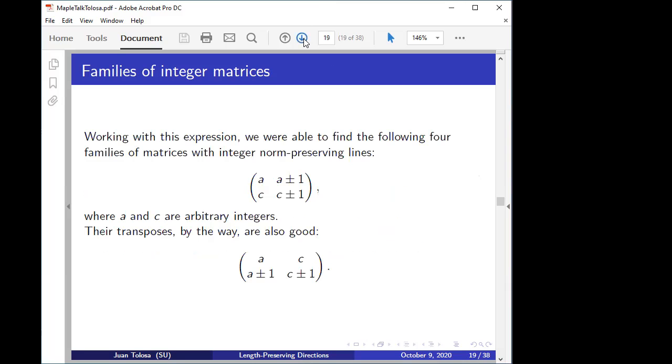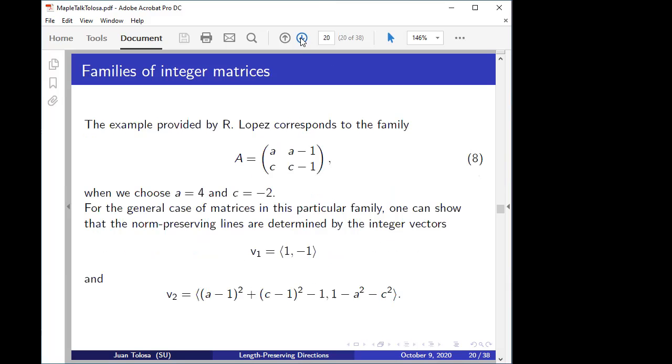that there are 4 families of matrices that have this form. We have 4 choices of pluses and minuses, and they are transposes. They have this nice property that the non-preserving directions are generated by integer vectors. The matrix by Robert Lopez was one of the families. It's A minus 1, C minus 1 for specific values of A and C.